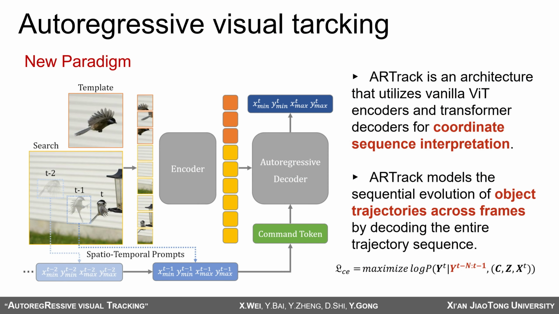Expanding on the aforementioned concepts, our proposed method, AR-Track, leverages spatiotemporal prompts to capture the sequential evolution of object trajectories across frames. Unlike traditional approaches that involve customized heads and post-processing techniques, AR-Track simplifies the tracking pipeline by directly regressing coordinates, resulting in state-of-the-art performance.